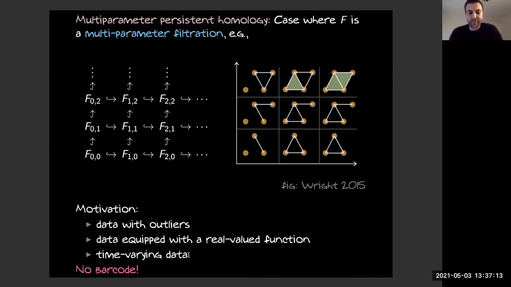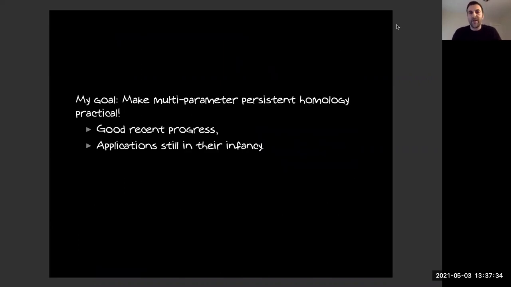It turns out, though, that we don't have a good notion of a barcode for multi-parameter persistent homology. And that makes it not straightforward, and sort of interesting and challenging, to actually carry out the program of topological data analysis in this setting. One of my main research goals is, and has been for some time, to make multi-parameter persistent homology practical. There's been very good recent progress on this, especially on the computational end, but applications are very much still in their infancy.